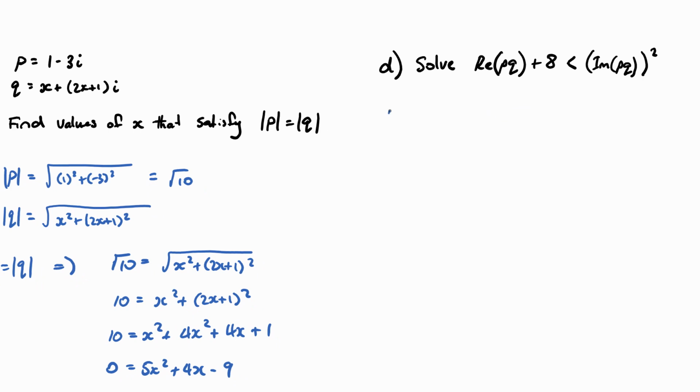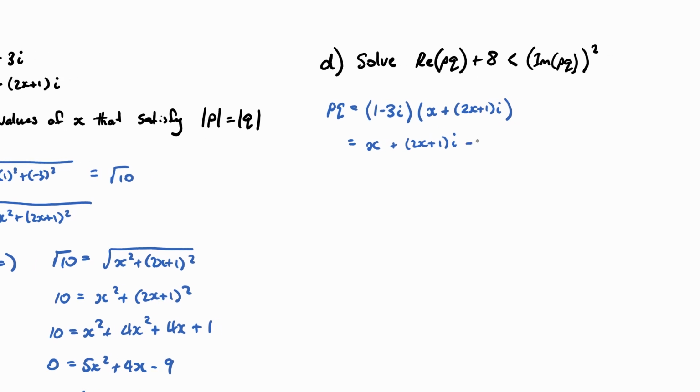Now, P times Q, let's start with that. PQ is just going to be the multiplication of these two complex numbers, so 1 minus 3i, and Q is just x plus (2x plus 1)i. Okay, now this can be multiplied out, so 1 times x is x, 1 times all of that will be (2x plus 1)i, and the middle terms will be negative 3xi, and then finally negative 3 will multiply by 2x plus 1. The i and the i will become i squared, which is also negative 1, so the negative and the negative 1 will give us a plus, and then 3 times 2x is 6x plus 3.